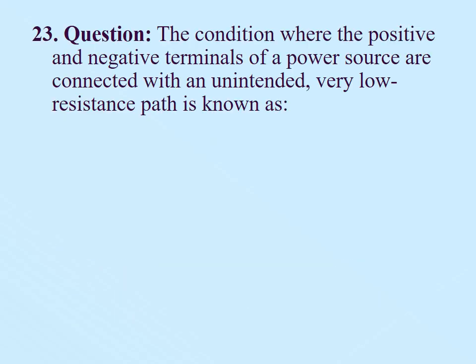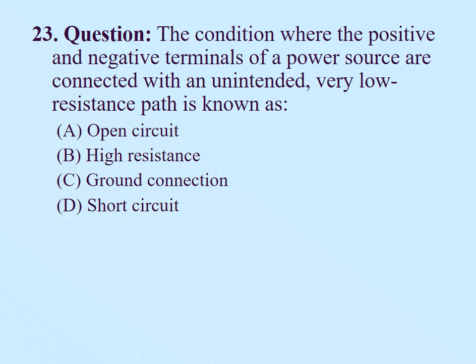Next question. The condition where the positive and the negative terminals of a power source are connected with an unintended very low resistance path is known as open circuit. Option A, open circuit. Option B, high resistance. Option C, ground connections. Option D, short circuit.